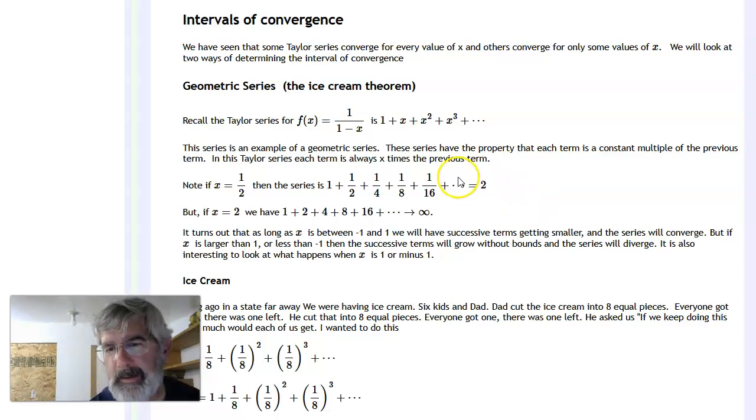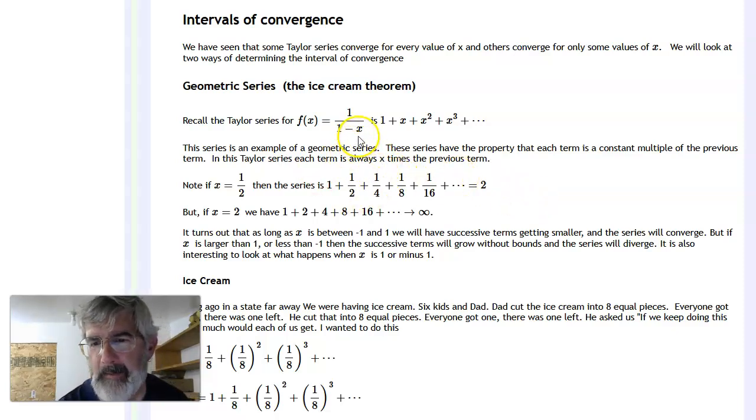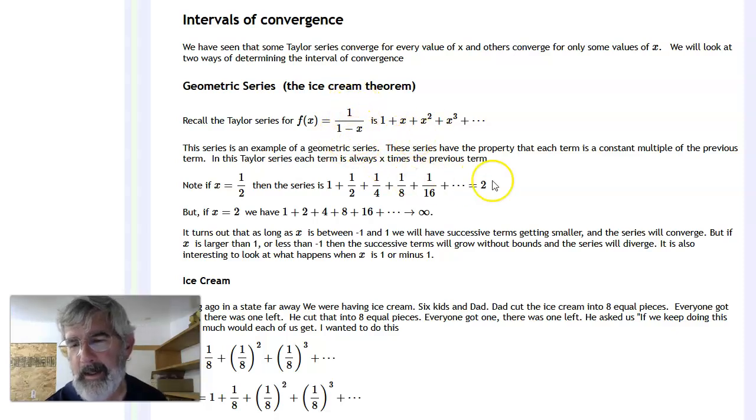Yeah, and you can see if you plug in a half here, that 1 minus a half is a half, and then 1 over a half is 2, right? The reciprocal of a half is 2. And so sure enough, the sum of these things agrees with that. It adds up to 2.